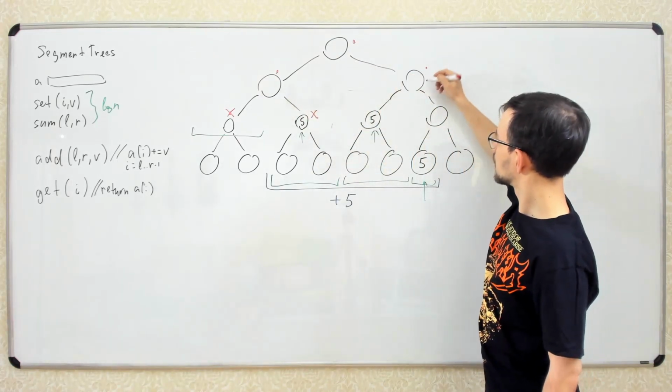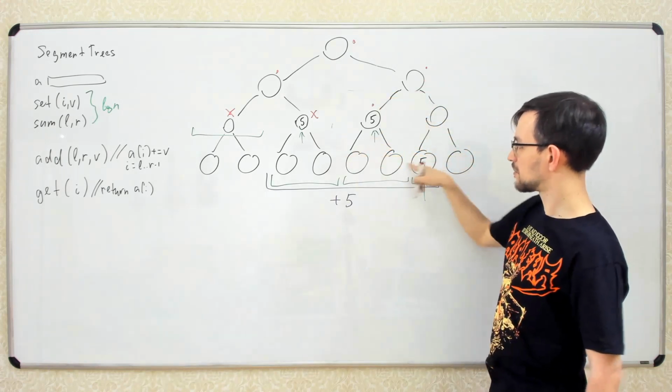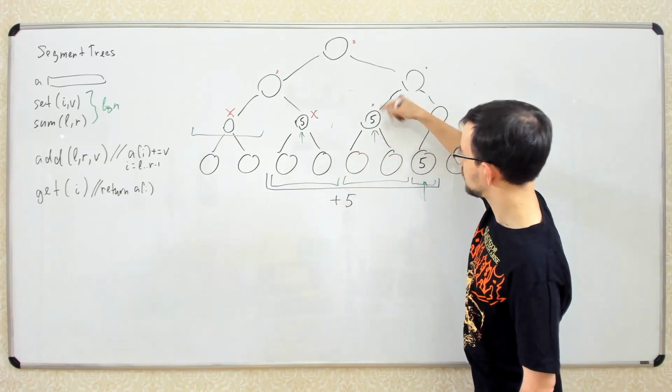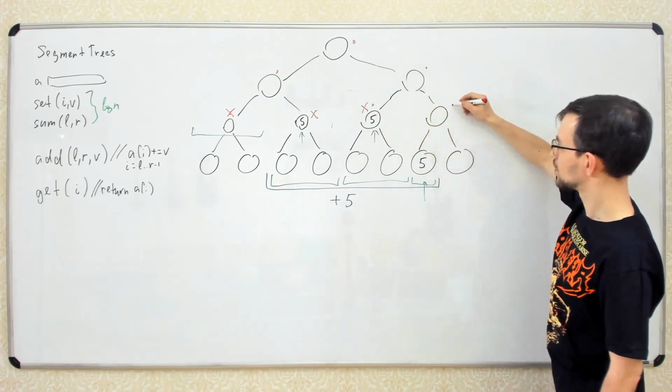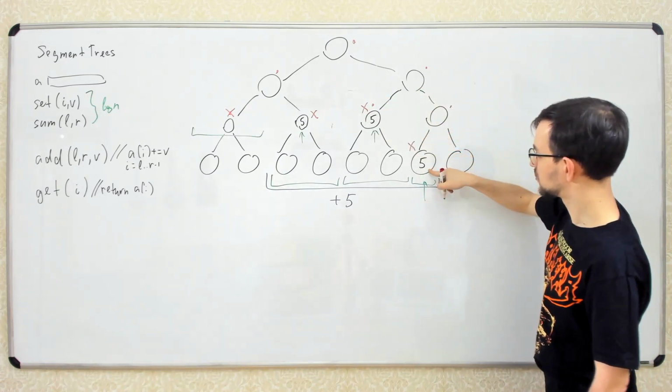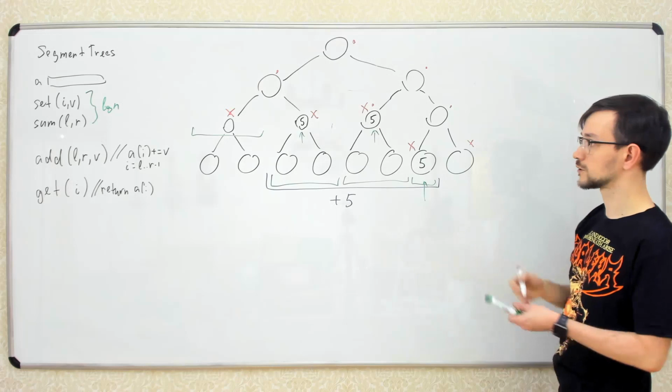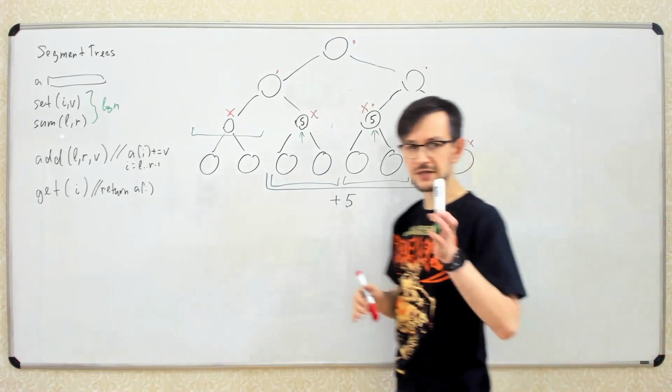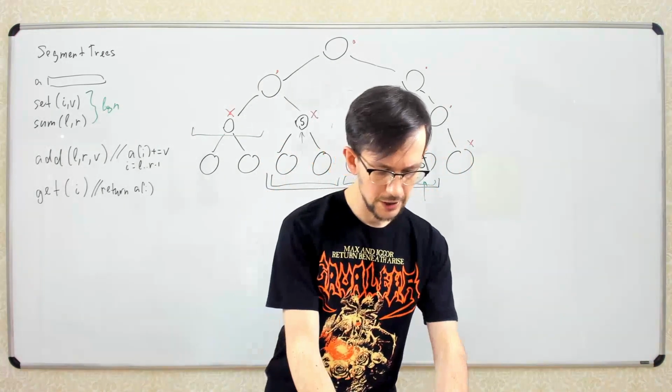here, go here, go to the left. This segment is completely inside, so we add 5 here, stop the recursion, go back, go here, add 5, stop the recursion, go here, stop the recursion. So the procedure is exactly the same as in the previous lecture.